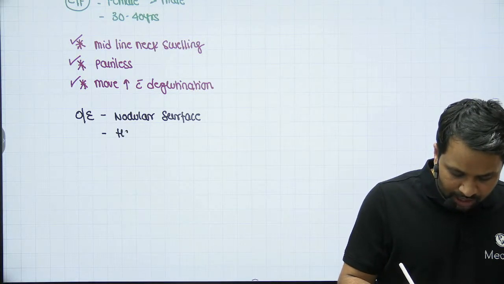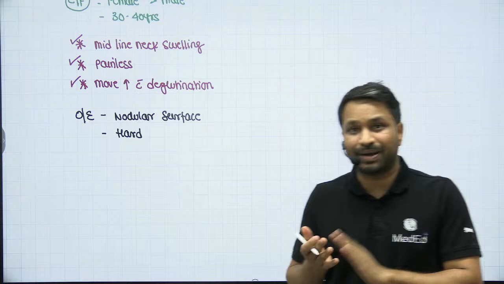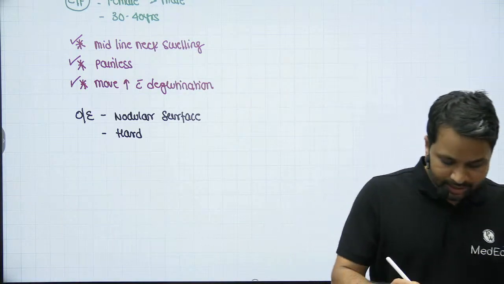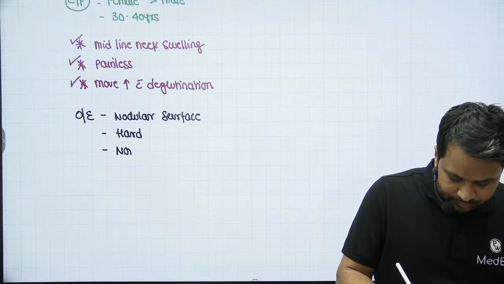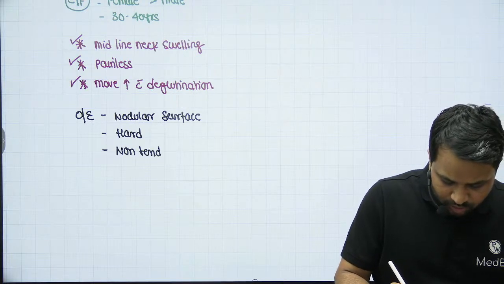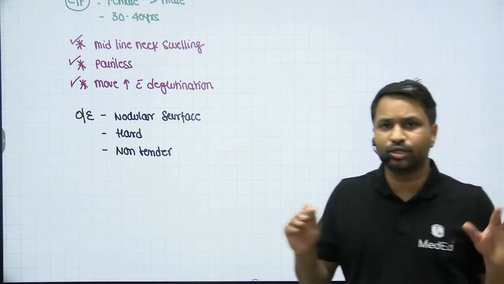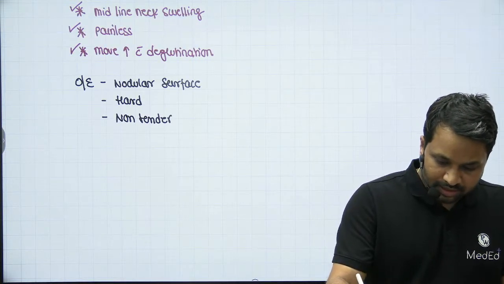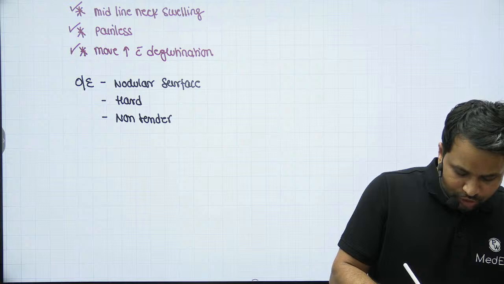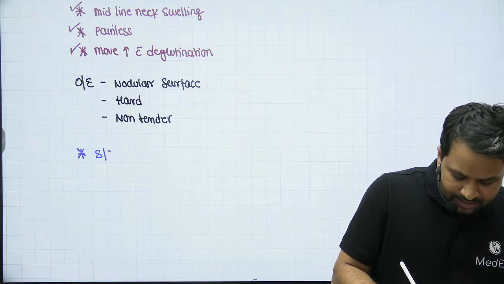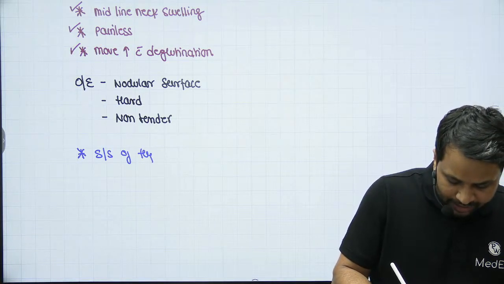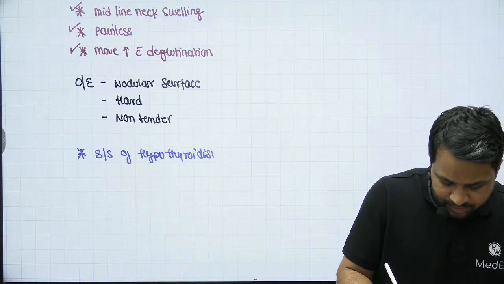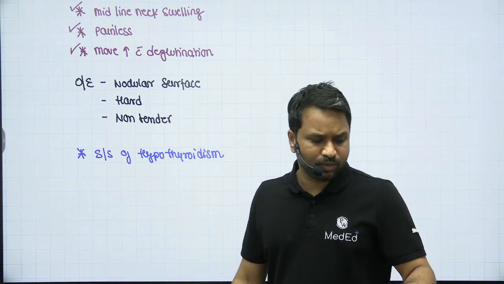It will be hard because of the fibrosis. So when you palpate, you will have a hard consistency, right? It is nodular, it is hard, it is non-tender. There is no tenderness when you palpate this, right? Now, another thing that you will notice, these patients, eventually all of them will land up with signs and symptoms of hypothyroidism.